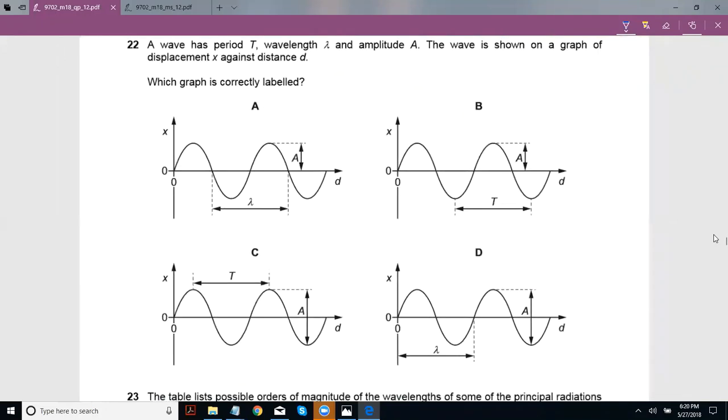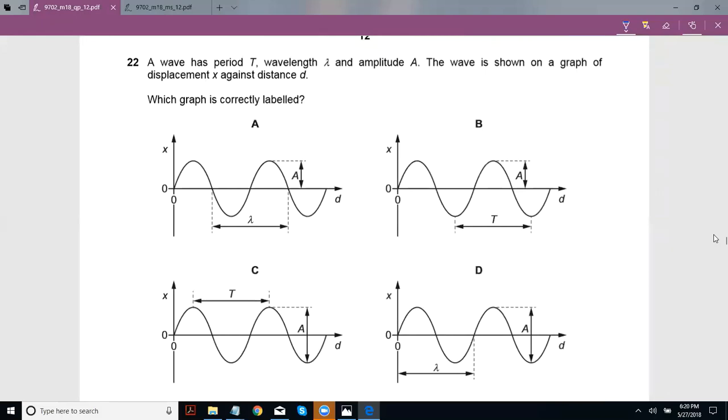22. A wave has period T, wavelength lambda, and amplitude A. A wave is shown on a graph of displacement x against distance d. Which graph is correctly labeled?